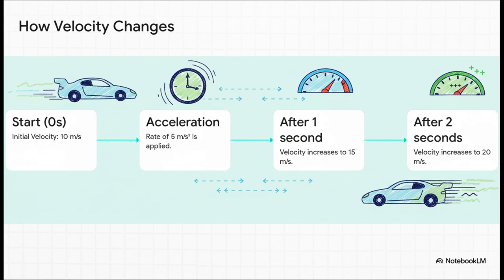I know, it sounds super complicated, but it's not. All it means is that for every second that passes, the object's velocity goes up by 5 meters per second. That's it. So if you start at 10, after 1 second, you're at 15. After 2 seconds, you're at 20, and so on. It's really just the speed of the change in your speed.